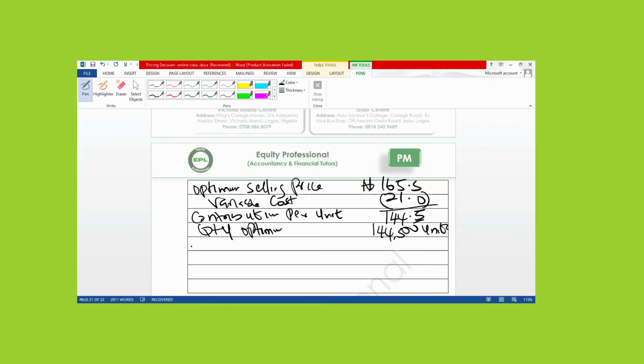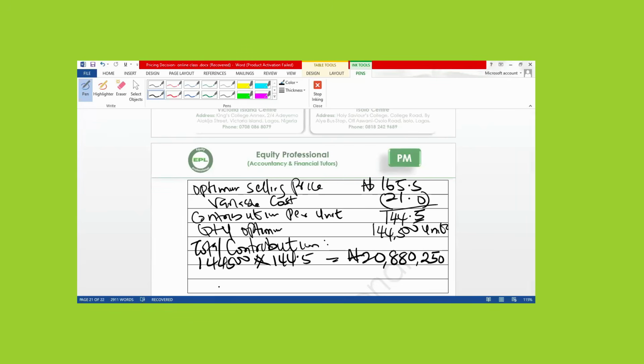Let me show it here. Total contribution: 144,500 multiplied by 144.5 is 20 million, 880 thousand, 250. You have gotten the total contribution.